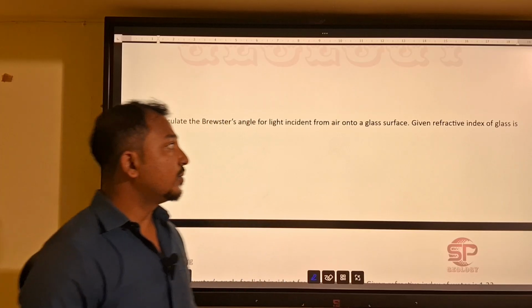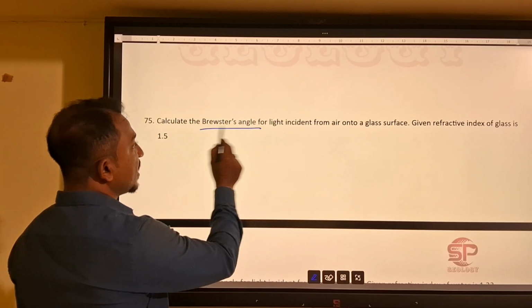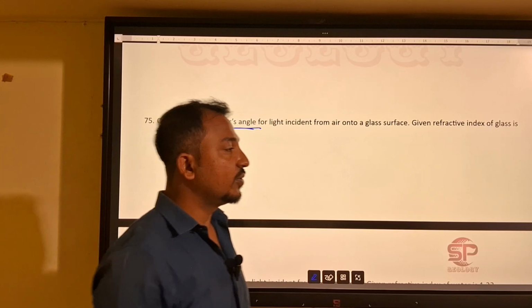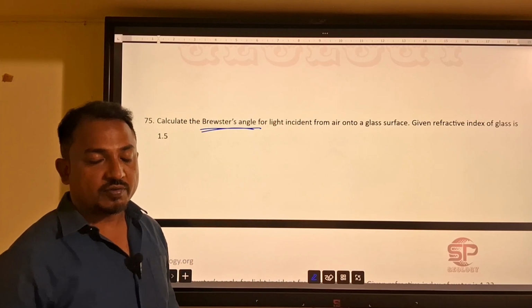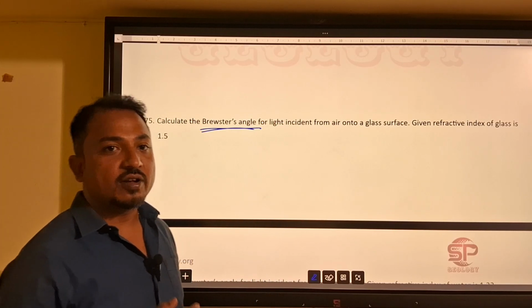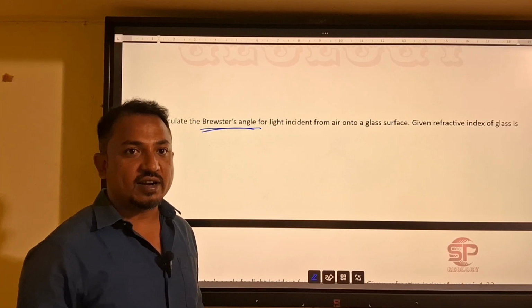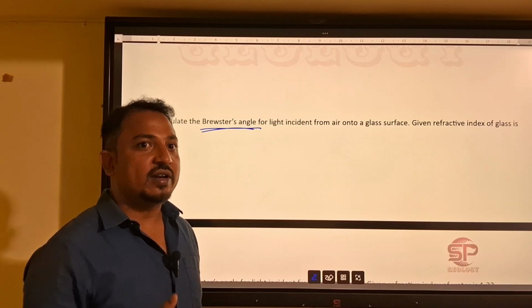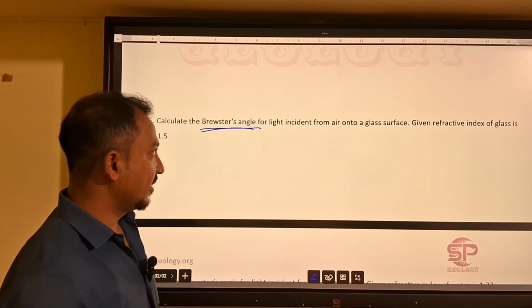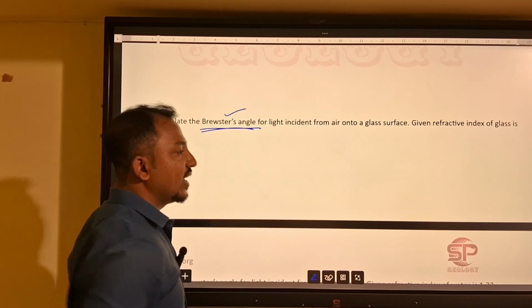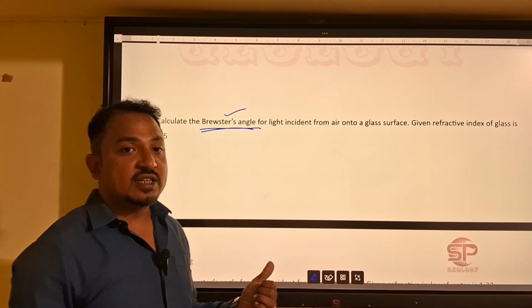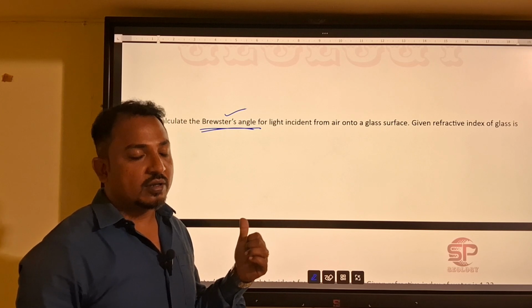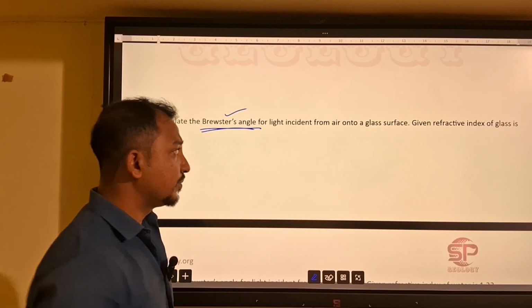So next comes another type of question, that is Brewster's angle. So what is Brewster's angle? It is an incident angle for light for which the reflected ray and refracted ray are polarized, and the angle between the reflected and refracted ray is 90 degrees. That is called Brewster's angle. For this incident angle, ordinary light will be polarized.